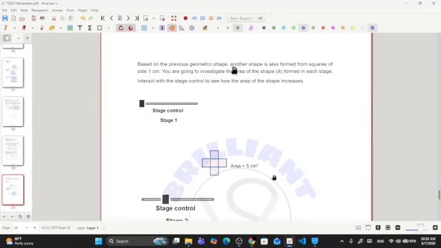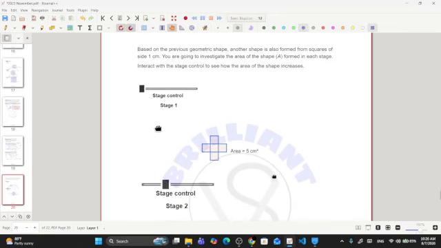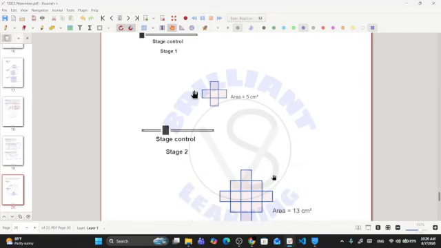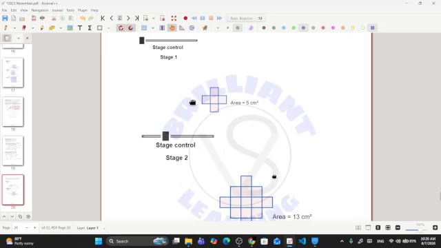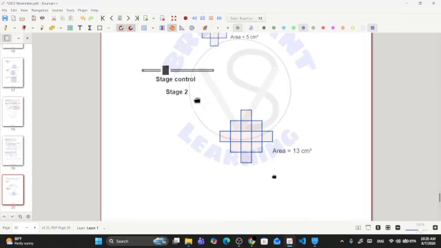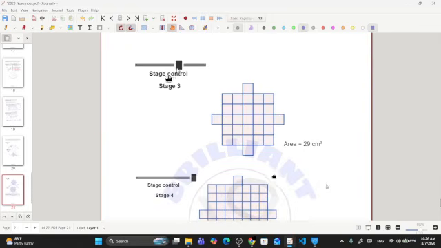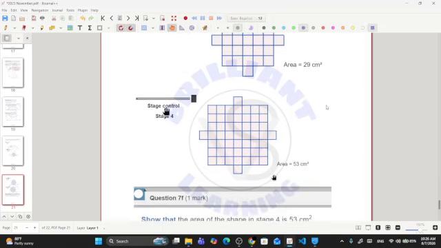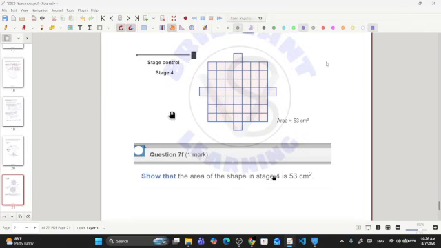Then it says based on the previous geometric shape, another shape is also formed from squares of side 1 centimeters. You're going to investigate the area of the shape formed in each stage, interact with the stage control to see how the area of the shape increases. Okay. So stage 1 we have an area of 5 centimeters square, stage 2 is 13 centimeters square. Alright. Stage 13, 5, 13, 29. I think this is a geometric progression at this point. Show that the area of the shape in stage 4 is 53.